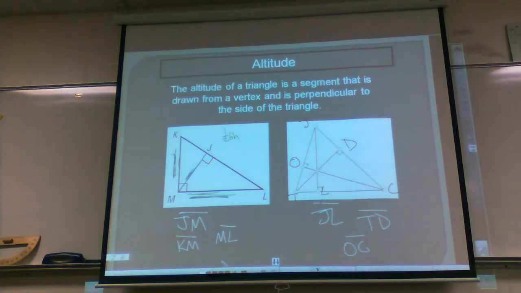Now, the only other thing you have to know for the altitude is the name of that point right there where they cross. Okay? Which, in this case, they would all cross right here. So this right here would be the point where they all cross. That's a point of concurrency. There's this one, just like the other one. That has a specific name. It's called the orthocenter. So this would be the fourth one.